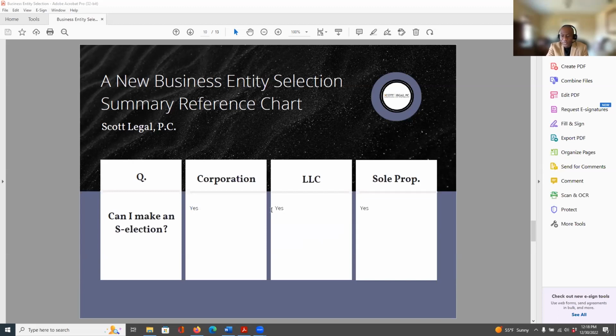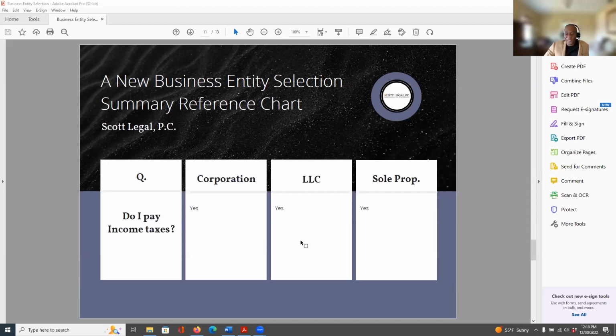And then, can I make an S election? Sole proprietorship, we have a yes there, but it's really because you don't have to do anything to make the S election. And then for an LLC, we have a yes there as well, but really what we're getting at there is it's a default pass-through entity, but you can also have your entity treated as a corporation. So there are tax reasons that sometimes people elect for that, and in those instances, you do have to actually make the formal election.